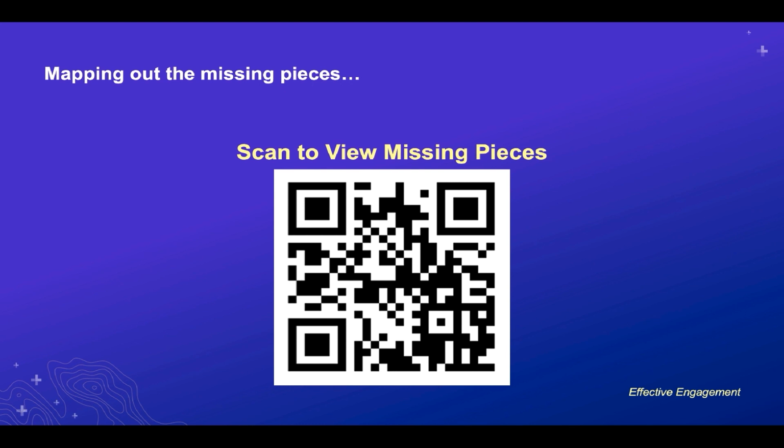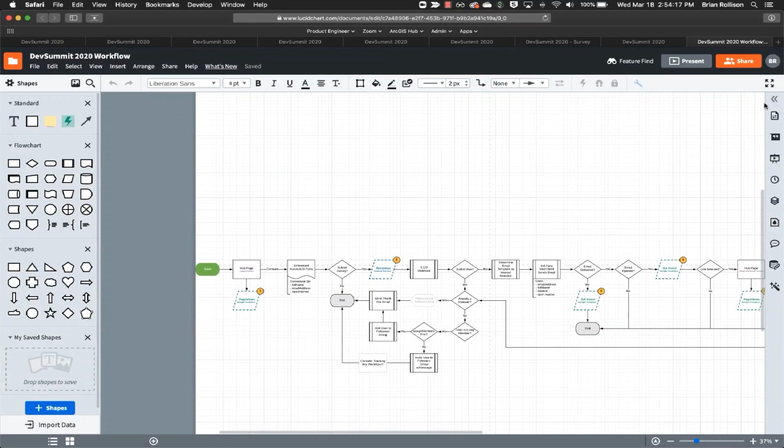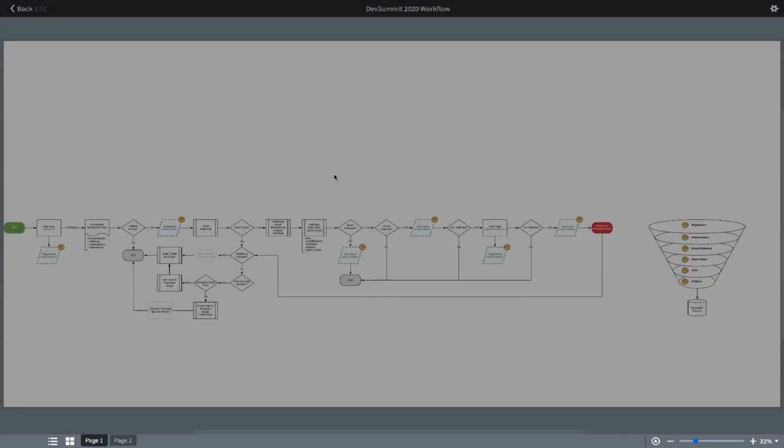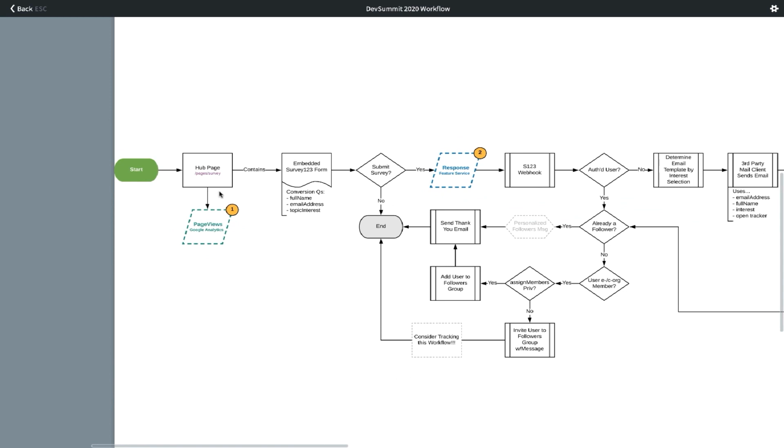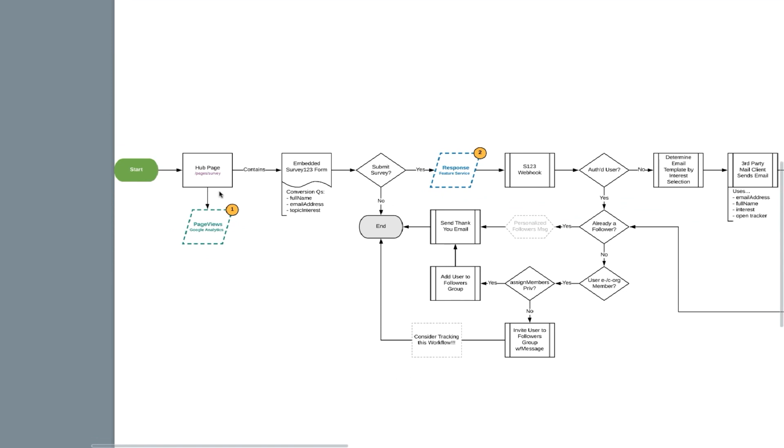So on the screen you see here another QR code. Again, pause the screen, scan that. What that's going to do is open you up into this Lucidchart that we created, actually for us, but it's publicly available to you. You might just have to create a free Lucidchart account in order to view it.